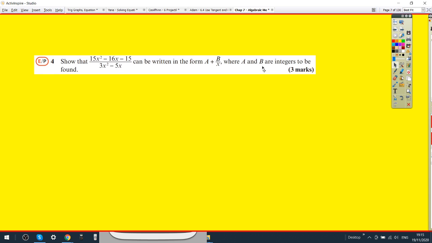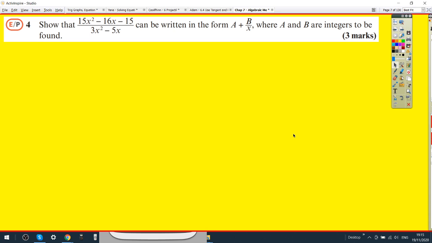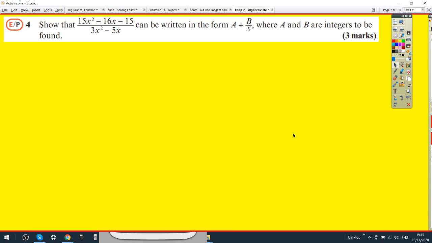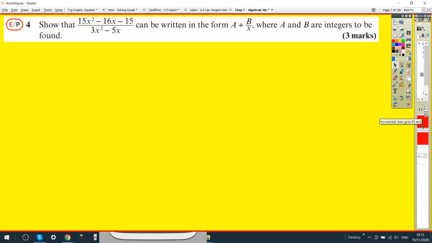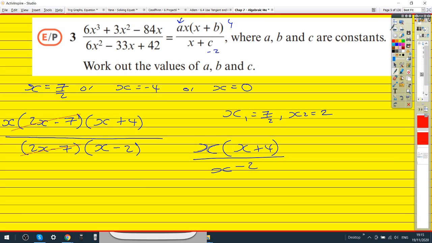Let's just see this one. I'm gonna say not just yet. Kind of. Hang on. I think we'll just do an explanation. 5x plus 3 over x. That's what this fully simplifies down to.